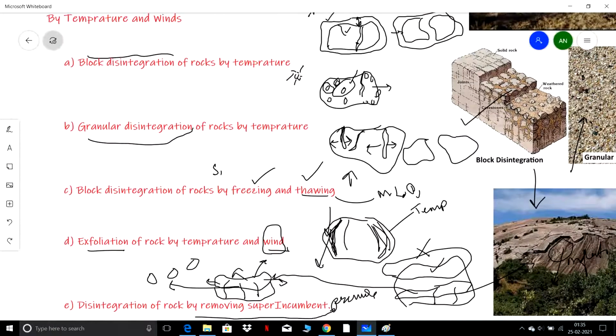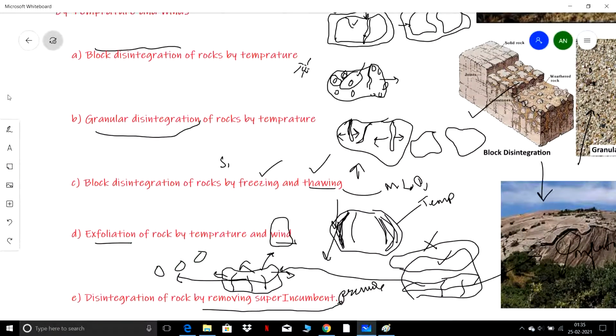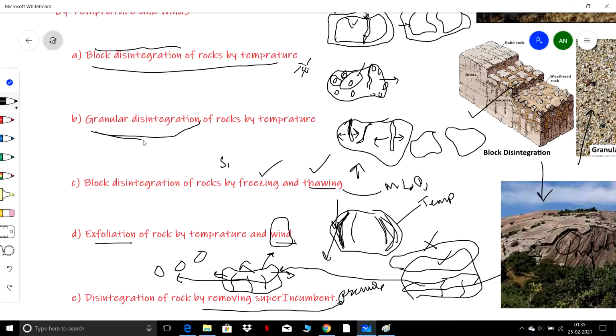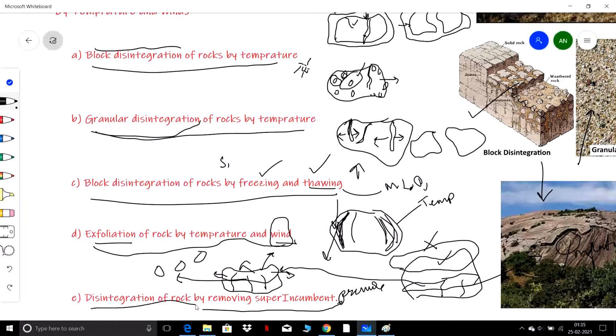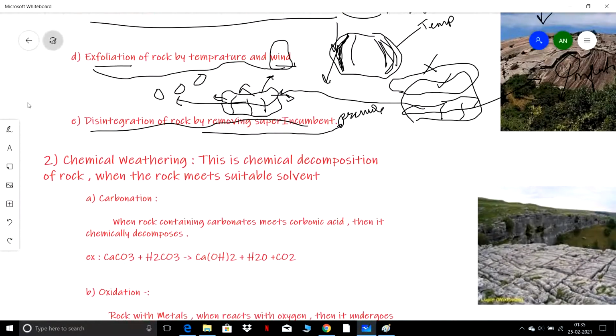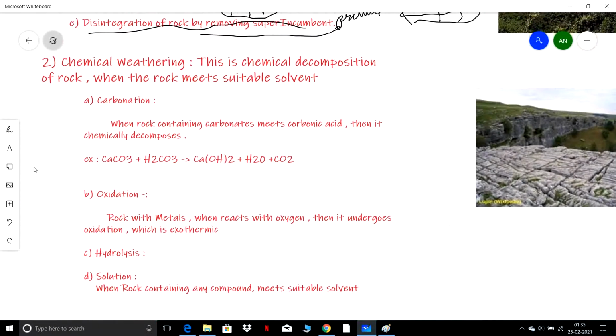Okay, what are the 5 types of weathering? Block disintegration by temperature, granular disintegration by temperature, block disintegration by freezing and thawing, exfoliation of the rock by temperature and wind, and disintegration of rock by removing superincumbent pressure. These are the 5 types of mechanical weathering. Now let's come to chemical weathering.